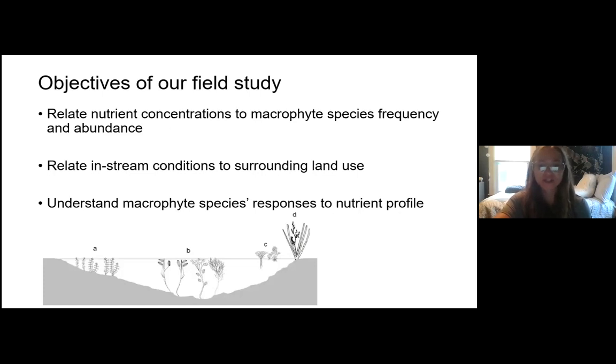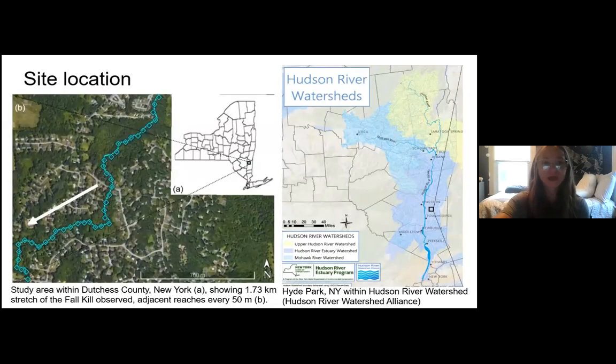And with that, I just wanted to show another visual of what different growth forms of macrophytes are, since I'll refer to this later on. Both A and B refer to submerged aquatic macrophytes. C refers to floating aquatic macrophytes, and D is an emergent aquatic macrophyte. And then moving on to my study, some of those objectives were helpful in forming some knowledge gaps, which I'm going to talk about and which I wanted to explore through the site locations that I chose.